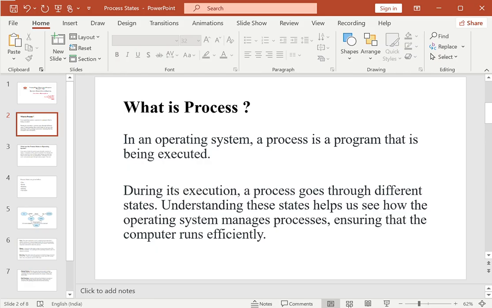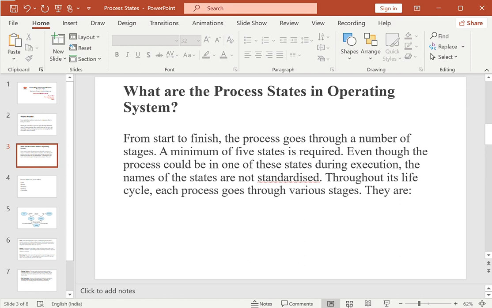During its execution, a process goes through different states. Understanding these states helps us see how the operating system manages the process, ensuring that the computer runs efficiently. Next, we will learn about the process states in an operating system. There are five process states in an operating system.